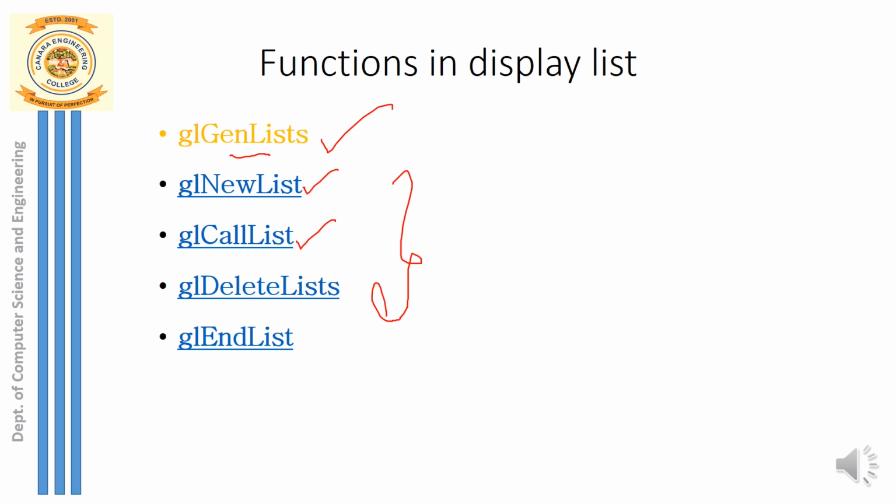Then finally, glEndList. EndList is the one which will end the created display list. So glNewList and glEndList should come together. So after creating the display list, you have to end that list without forgetting.